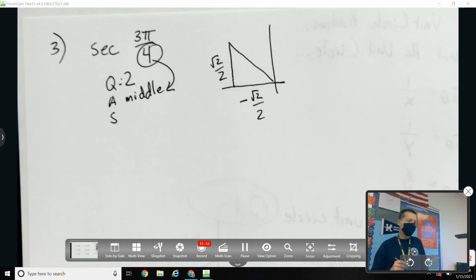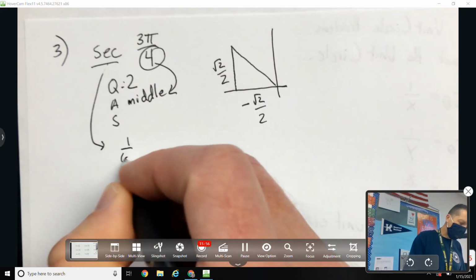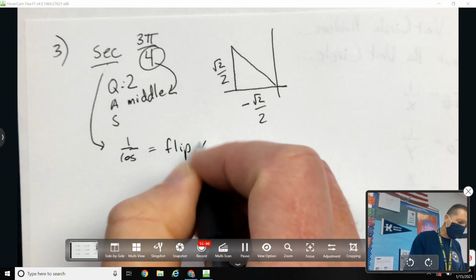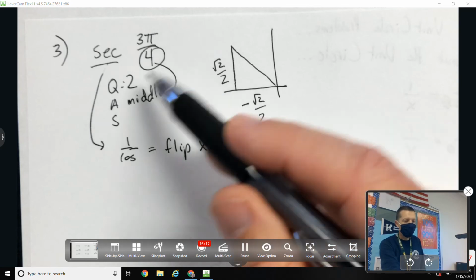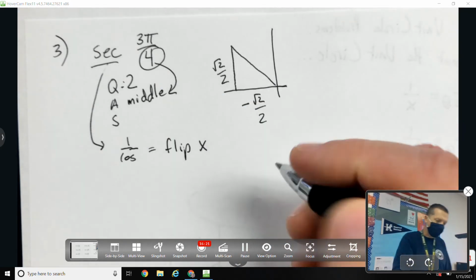Okay, secant is 1 over cosine. So I want to flip the x coordinate. And again, I'm writing more than you probably will write, but maybe initially it's good to write this stuff out so that you can kind of force your brain to think through it. Once you do 5 or 10 of these, you'll still need to draw the picture, but you probably won't be writing very much. You'll just draw the picture and you'll think, let me flip the x coordinate.